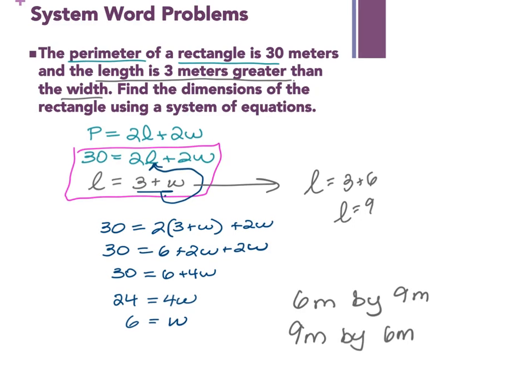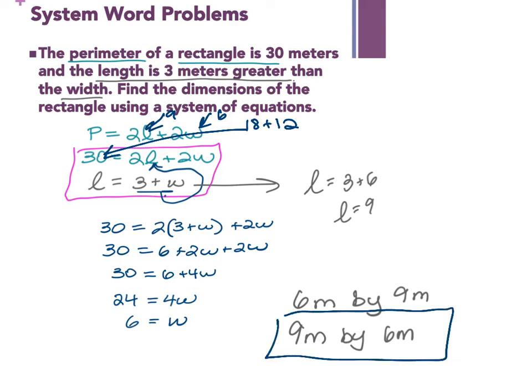You'll see in WebAssign it will ask for the shorter side, the longer side, that kind of thing. And these are easy to check because, again, if it's 2 times 6 plus 2 times 9, I'd get 12 plus 18, which gives me 30. That's the end of the notes for 7.1.